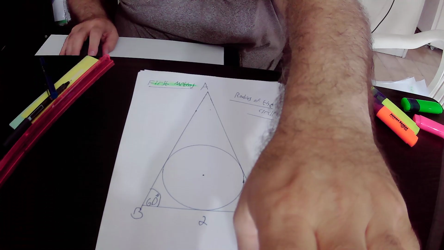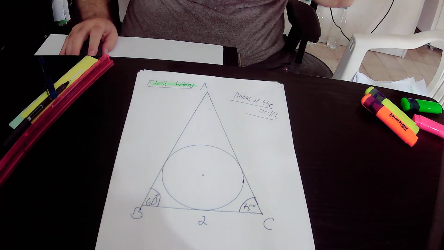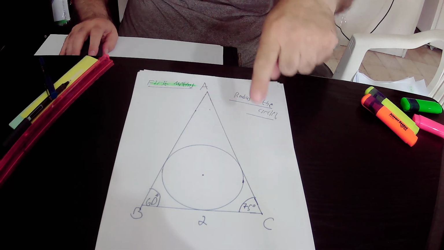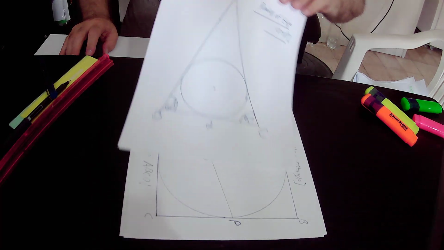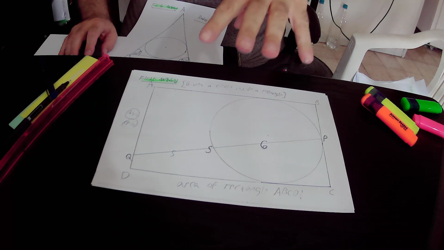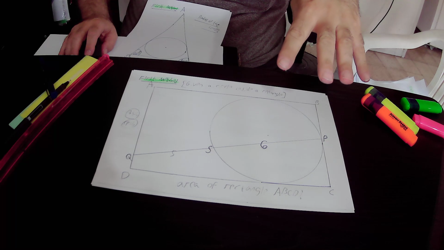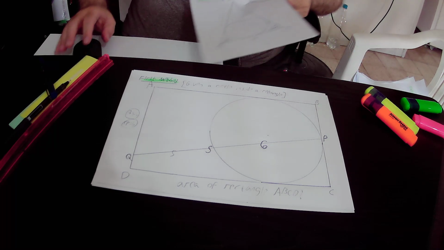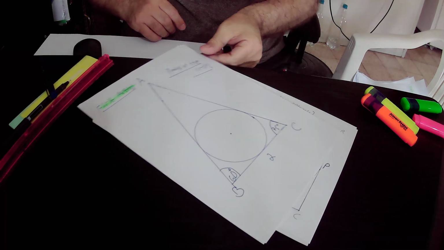Now in this lecture we'll answer two questions. In the first question we'll find out the radius of this circle that is described by triangle ABC. In the second question we'll find out the area of this rectangle ABCD that blocks this circle. We'll start with the first question.